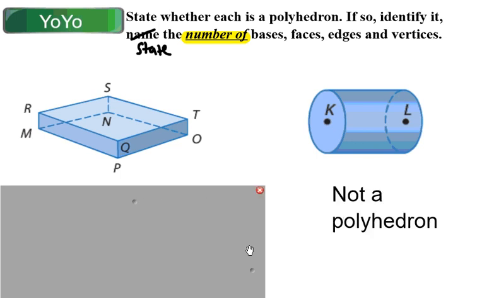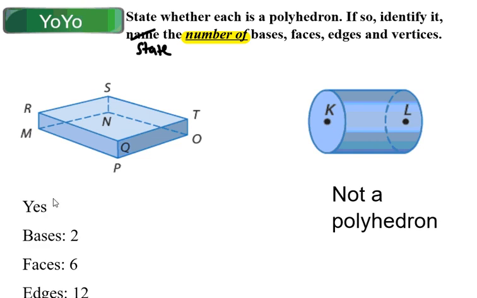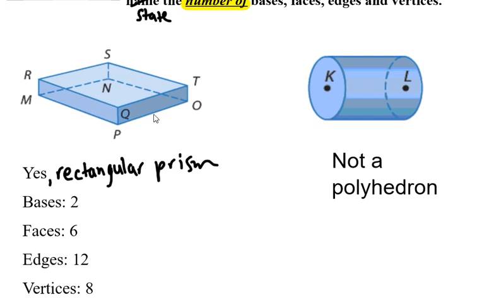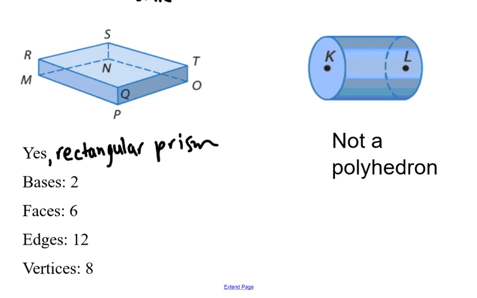That is a cylinder, not a polyhedron. This one on the left is a polyhedron. It is a rectangular prism. The base is a rectangle and it is a prism, so we would say rectangular prism. There are two bases, the top and bottom. There are 6 faces, the 4 sides and then the top and the bottom. There are 12 edges. There are 4 edges up top, 4 edges on the side, 4 edges down below. There are 8 vertices. There are 4 points up top and 4 points down below.